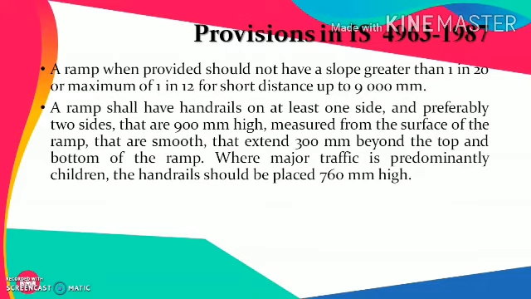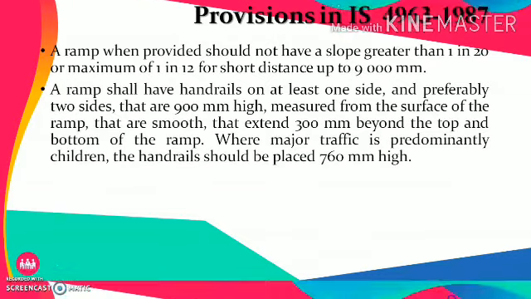A ramp shall have handrails on at least one side and preferably both sides, 0.9 meter in height measured from the surface of the ramp, that are smooth and extend 300 mm beyond the top and bottom of the ramp. Where the major traffic is predominantly children, the handrail should be placed at a lower elevation, around 0.76 meter.